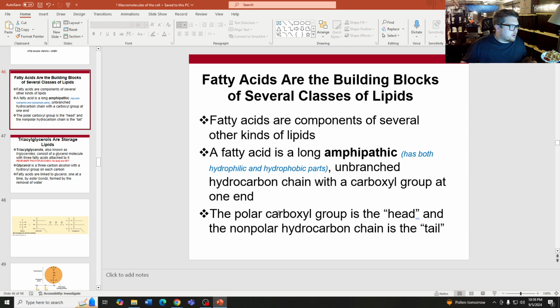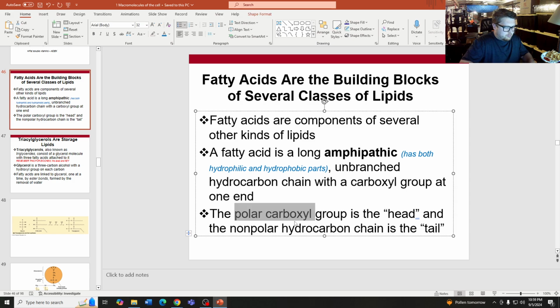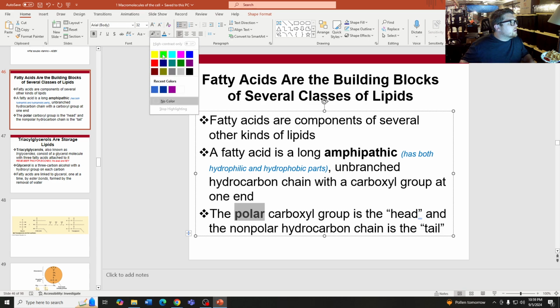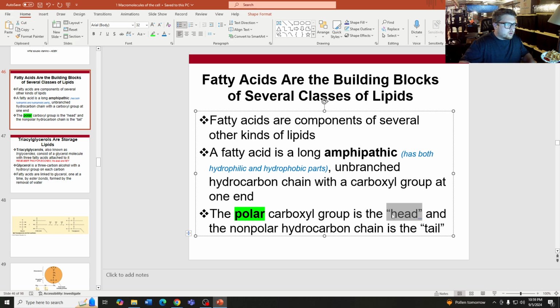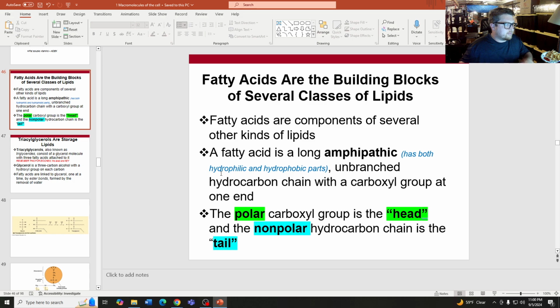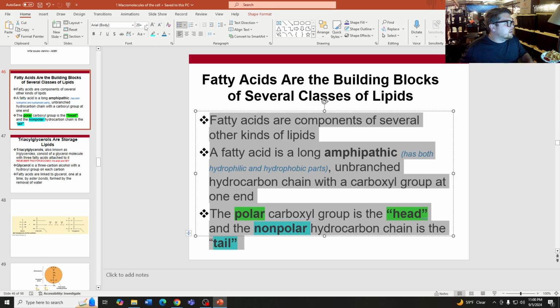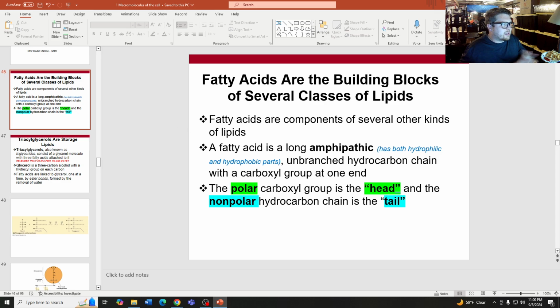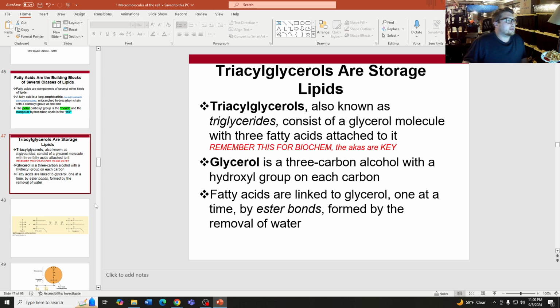And we may want to remember polar. I'll do highlight green. The polar part is the head. Nonpolar. Excuse me. The nonpolar is the tail. Anytime that we can find connections and connect different words, the easier it is to remember it long term. Okay.